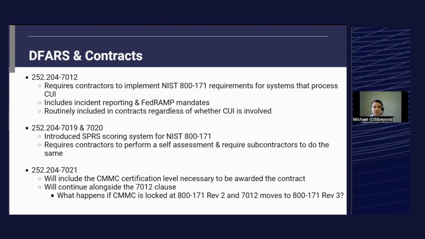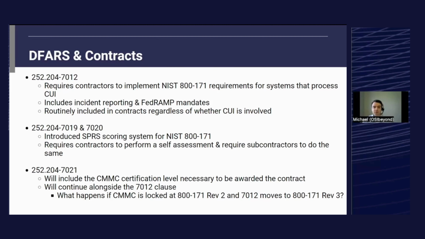A few notes here just to talk about the relevant DFARS clauses. The first one there, 252.204-7012, I've seen that for a long time, requires contractors to implement NIST 800-171 to protect CUI. And we also have some other requirements in there around incident reporting and the mandate for FedRAMP clouds. That clause is very, very widely included in contracts. I think it's almost universal, without really any consideration as to if the contractor actually holds CUI. It's also routinely flowed down to subcontractors as well, with the same kind of lack of consideration there.